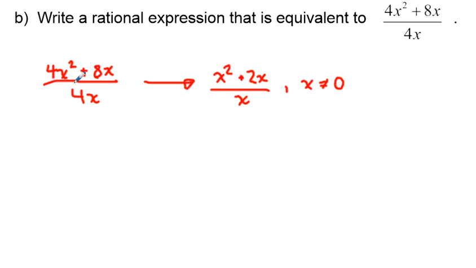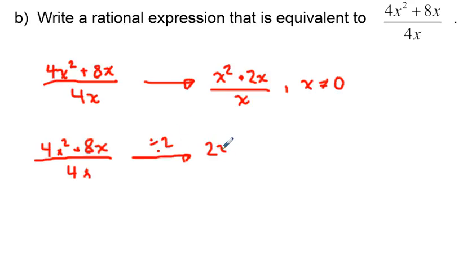Another option may be to take the original expression, which is (4x squared plus 8x) over 4x. And again, we could divide them all, in this case, by 2. If I divide them all by 2, I'd have (2x squared plus 4x) over 2x. And again, this would retain the NPV of the original, of x not being able to be 0.